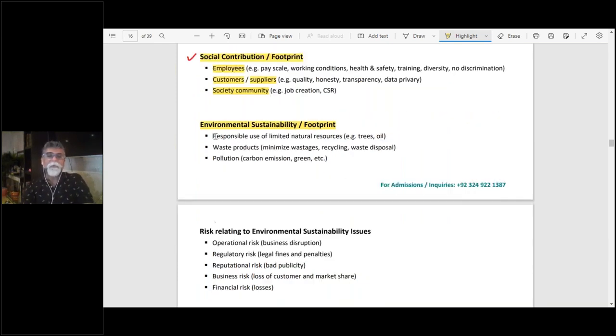So what are the three broad things? First, responsible use of limited resources. If they are using natural resources like oil, gas, trees, or whatever, they should use them responsibly. They should not waste them, because we know that oil and trees have limited quantity, right? Then, handling of their waste products. They try to minimize their wastage, maximize the use of recycled products, and dispose of their waste products in a very responsible, harmless manner. And the third thing is pollution, like carbon emission, greenhouse gases, all these things. So these are the three broad areas which a responsible organization will focus on.